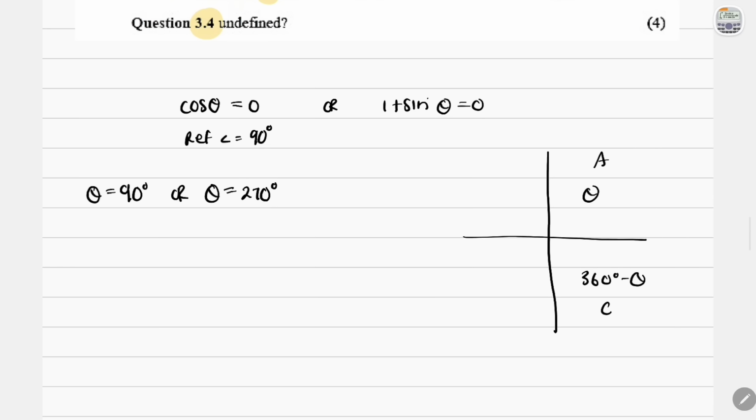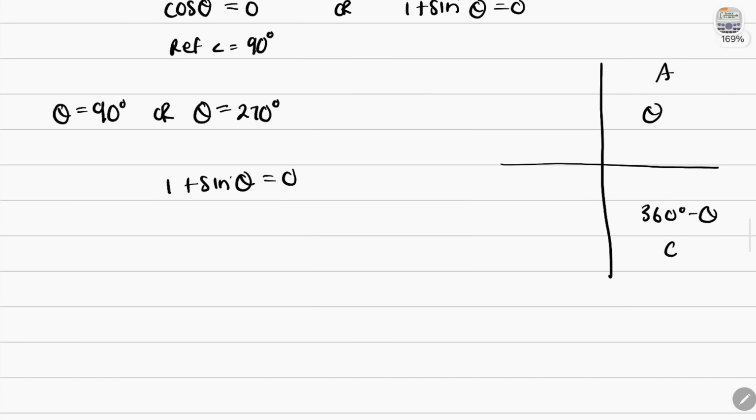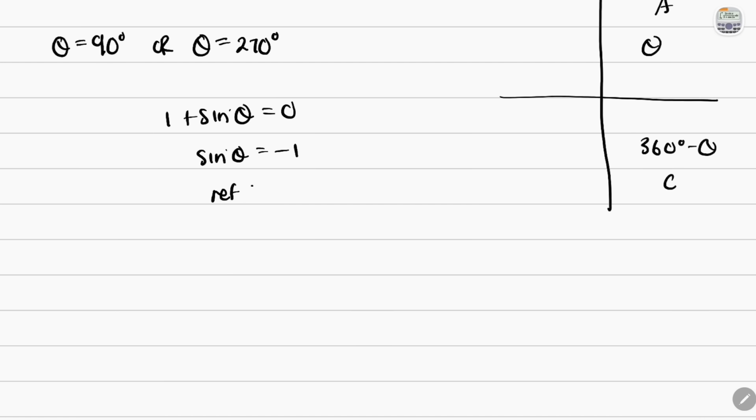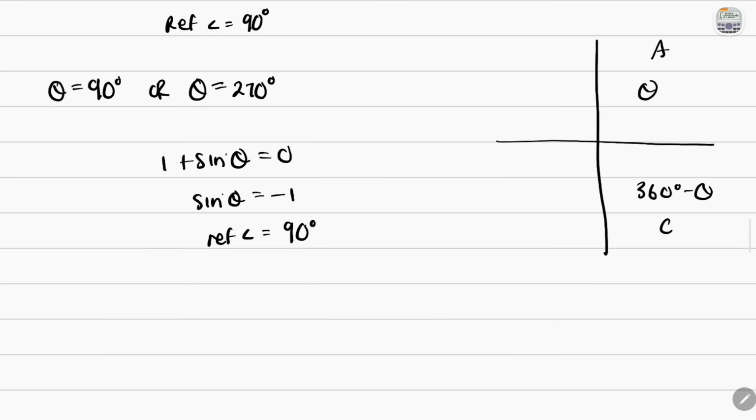Okay, and then let's work with this one. So this is 1 plus sine theta equals 0. And let's see, if you transpose that 1, you get sine theta equals negative 1. So the reference angle here, if I'm not going to consider the negative, okay, so using this method with the cos diagram, you just say second function of sine of 1. And that will give you 90 degrees. Okay, same reference angle.